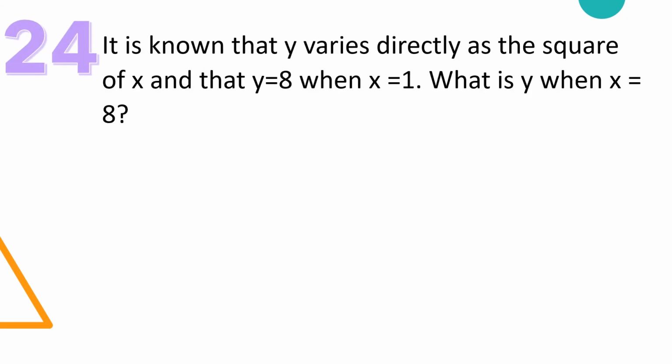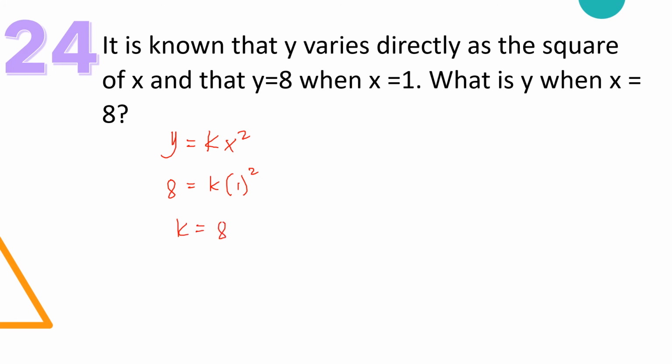Number 24. It is known that y varies directly as the square of x, and that y is equal to 8 when x is equal to 1. What is y when x is equal to 8? From the direct variation, we have y is equal to kx squared. We can get the constant of variation by substituting y equals 8 and x equals 1 to this model of variation. Then we have 8 is equal to k times 1 squared, and k is equal to 8.